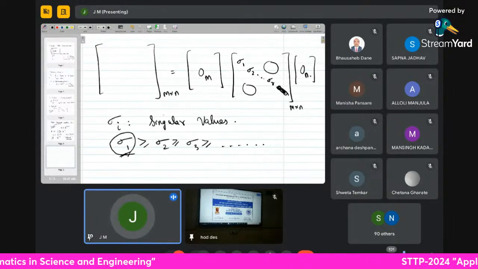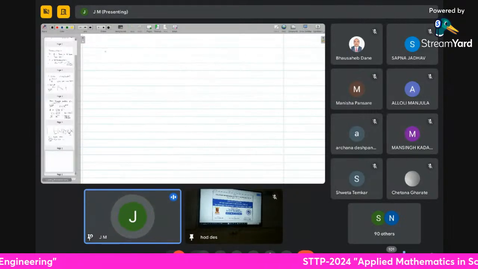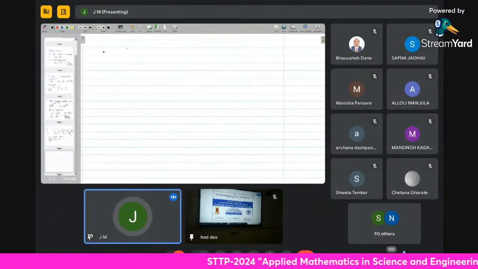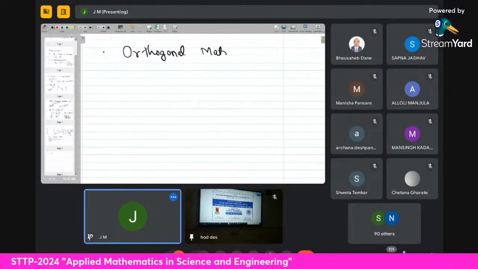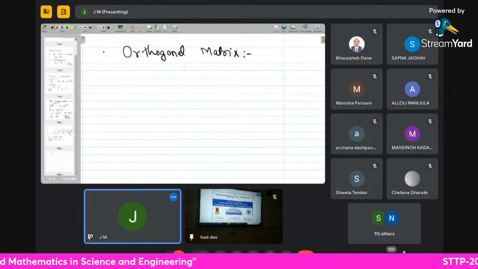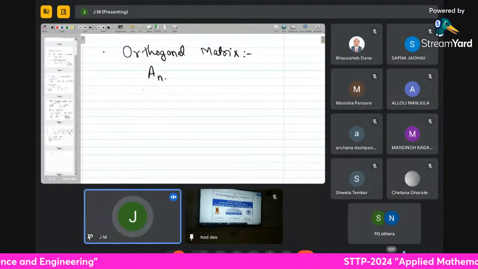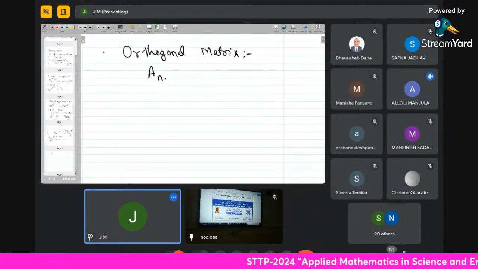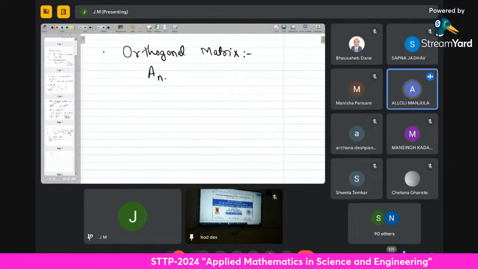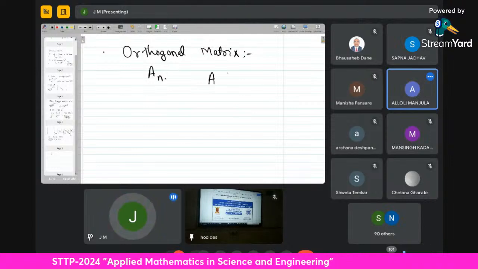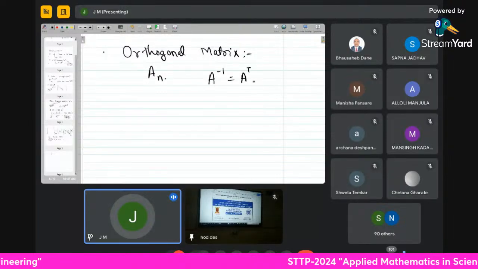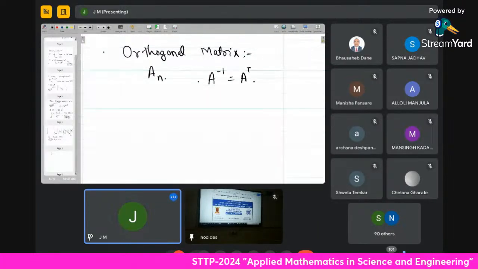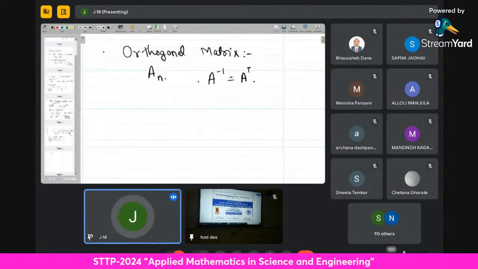I hope everyone knows what an orthogonal matrix is. Would anybody like to shed some light on this? When do you say a matrix is orthogonal? Anyone? Any wild guess? A times A transpose is equal to identity. Correct. So when A into A transpose is identity, the transpose is the inverse. People are happy when they have orthogonal matrices. Why? I will tell you.